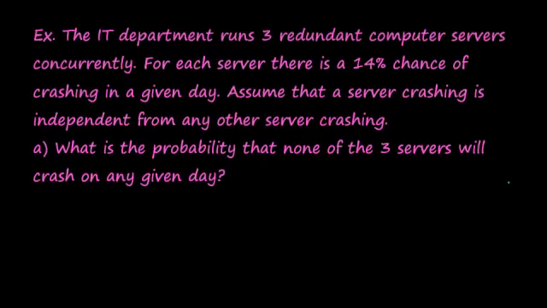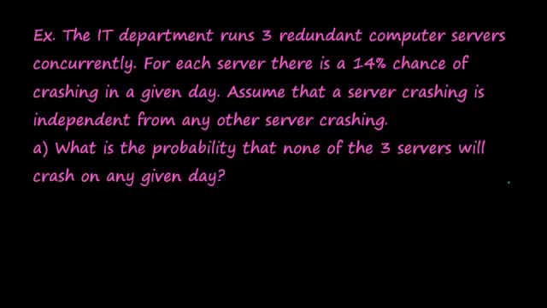The IT department runs 3 redundant computer servers concurrently. For each server, there is a 14% chance of crashing in a given day. Assume that a server crashing is independent from any other server crashing. So here we have our independent events. A server crashing, those are independent events for each of the 3. What is the probability that none of the 3 servers will crash on any given day?